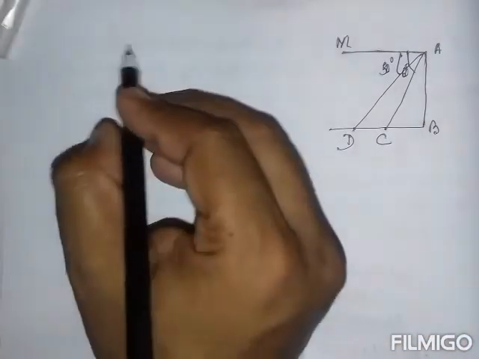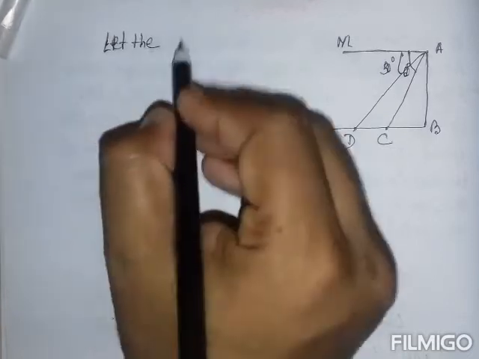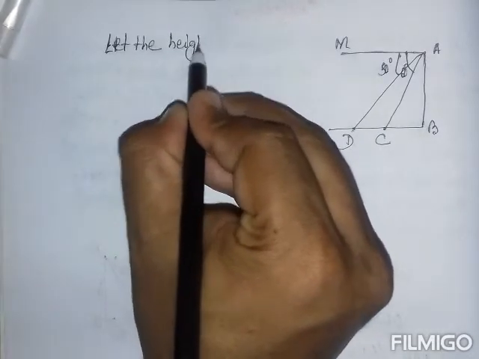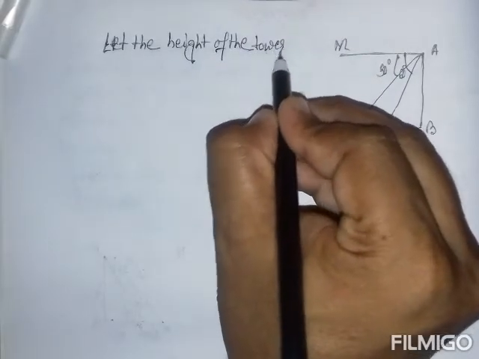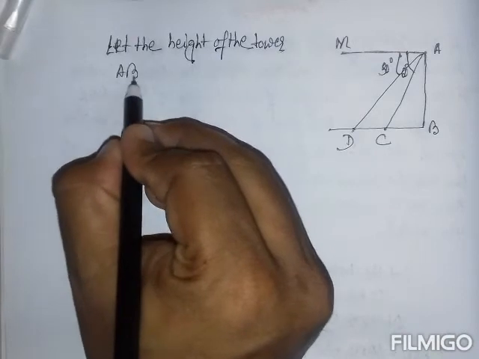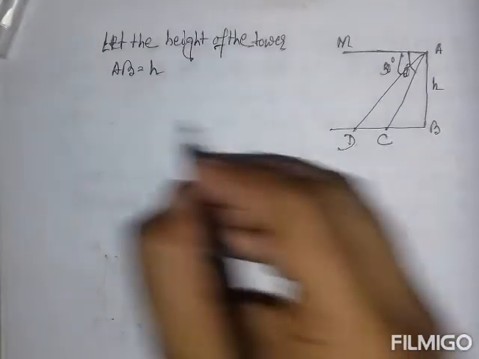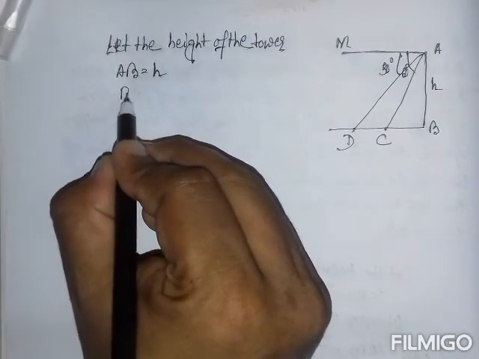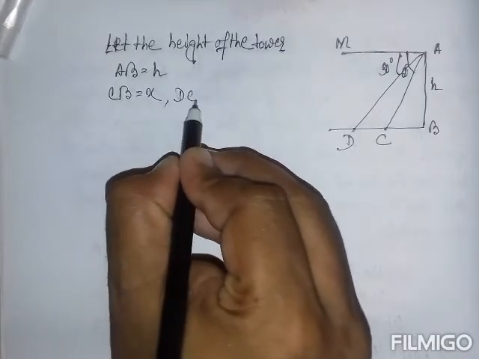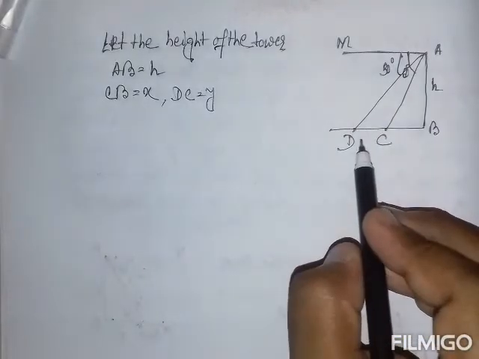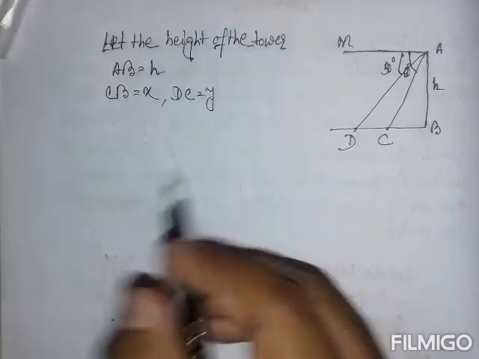So let the height of the tower AB be H. This is H. CB is X. DC is Y. So the distance covered Y takes the time 6 seconds.